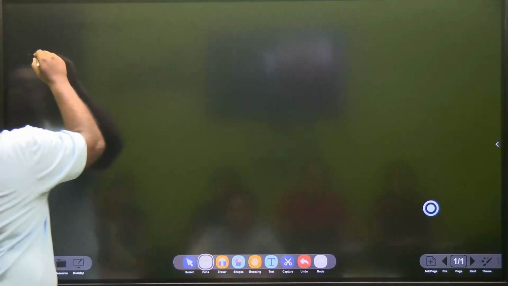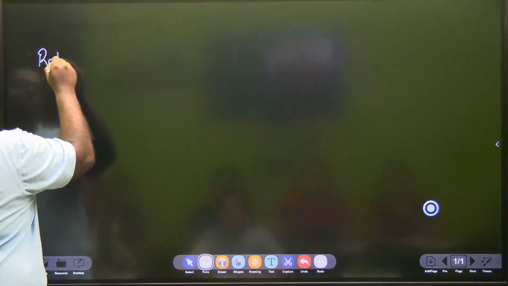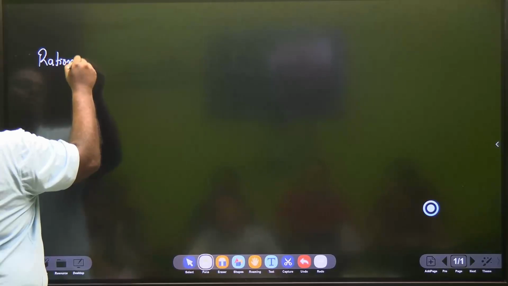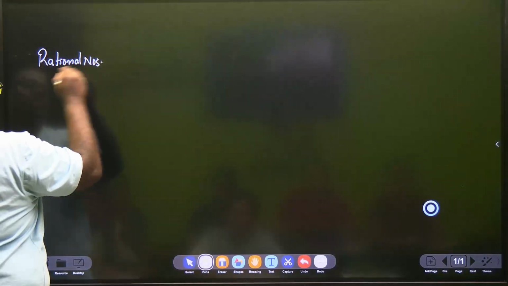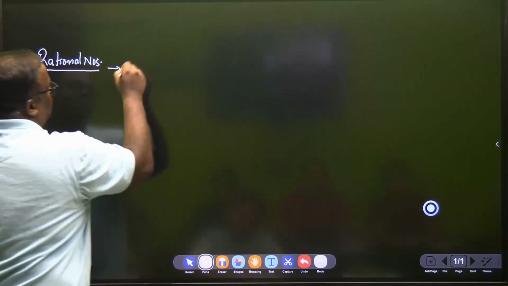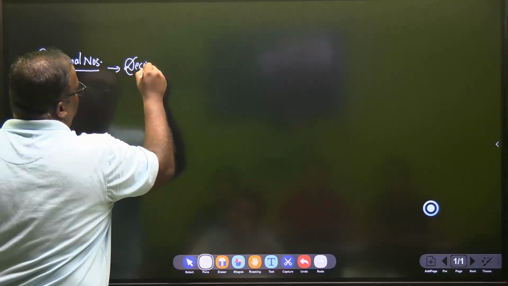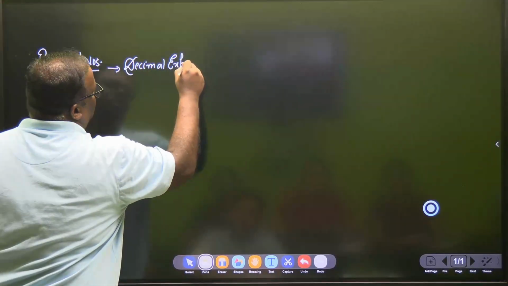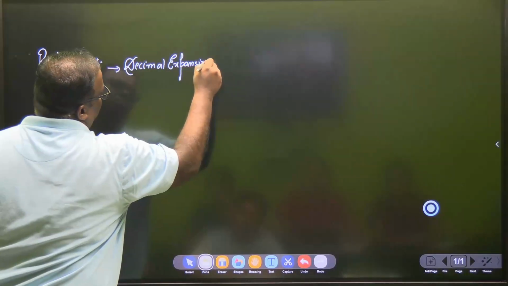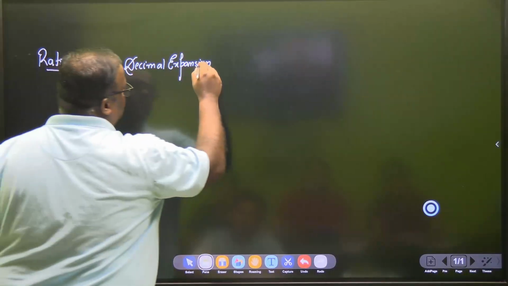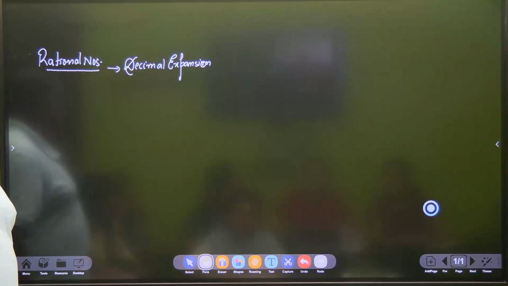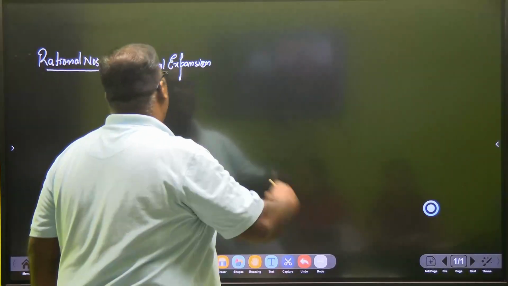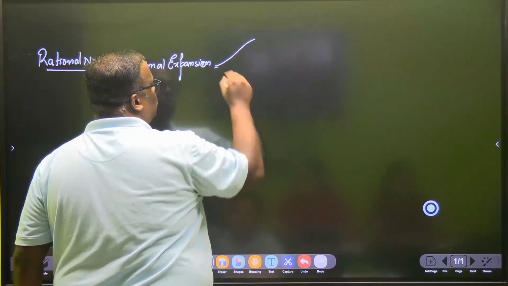Rational numbers. Every rational number can have a decimal expansion. If you were not attentive yesterday, be attentive today. A rational number can be converted into a decimal, and such a decimal can be of two types.